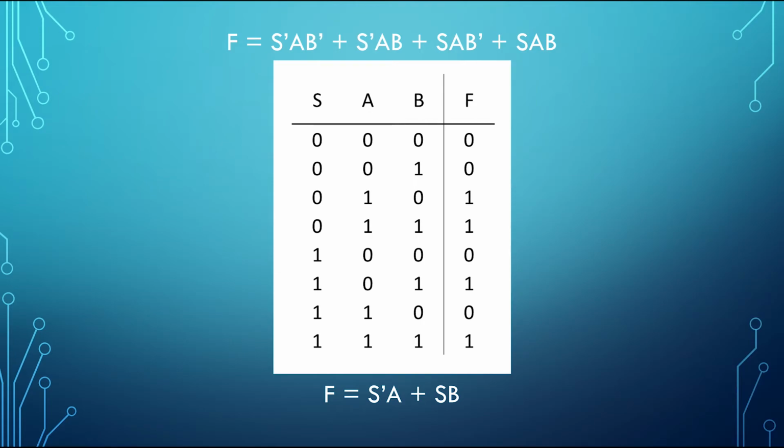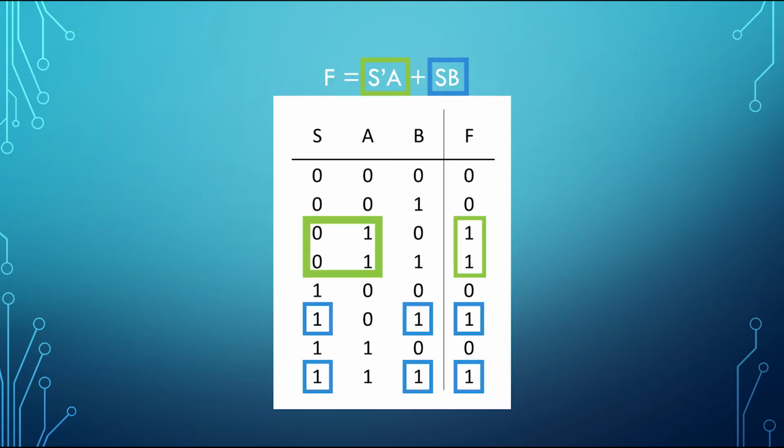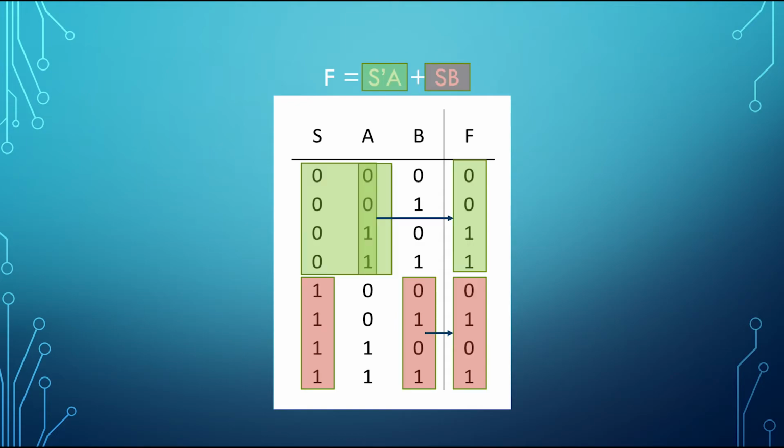Under normal circumstances, we would ignore the zeros in the F column, but when dealing with multiplexers, the zeros are just as important as the ones. The simplified equation tells us that when S is equal to 0, or S', we want the value of A whether or not it is a 0 or a 1. And when S is equal to 1, we similarly want the value of B.